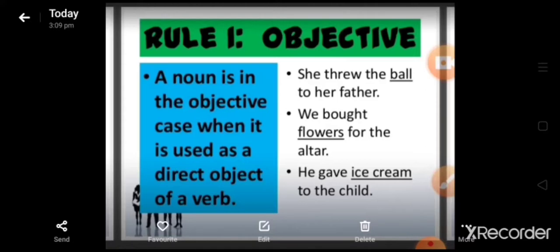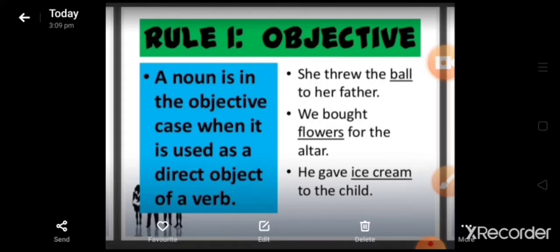When a noun is used as the object of a verb, it is said to be in the objective or accusative case. For example, the man hits the door, Janvi paints a pot. The door and a pot are objects of the verbs hits and paints respectively. They are therefore said to be in the objective or accusative case.